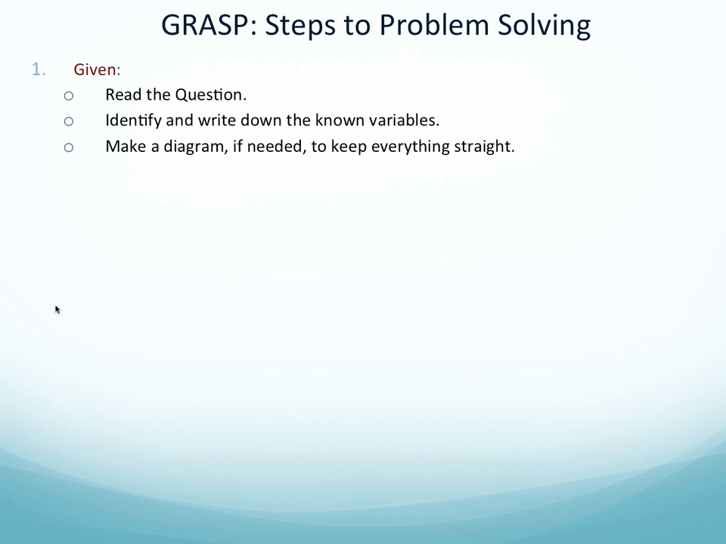The first thing that you'll need to do is write out what's given. You read the question, you identify what is known, and you write that down. If you need to make a diagram to keep everything straight, that's also a great idea.